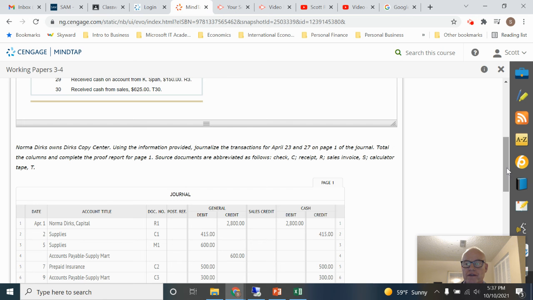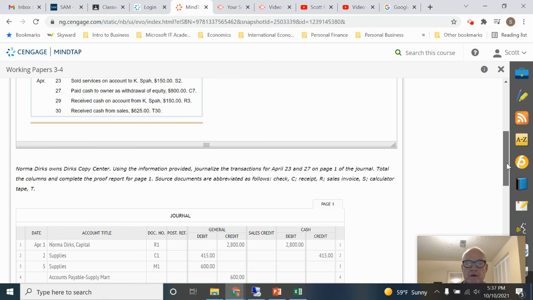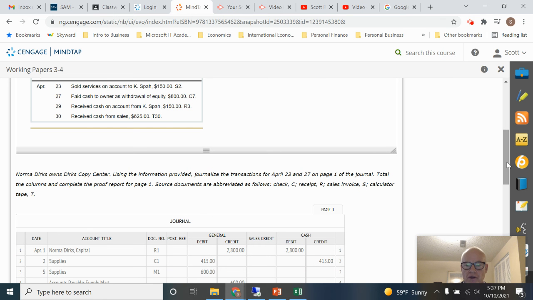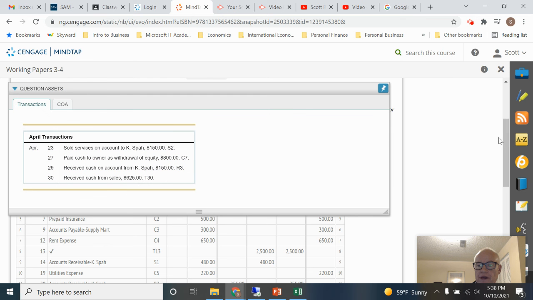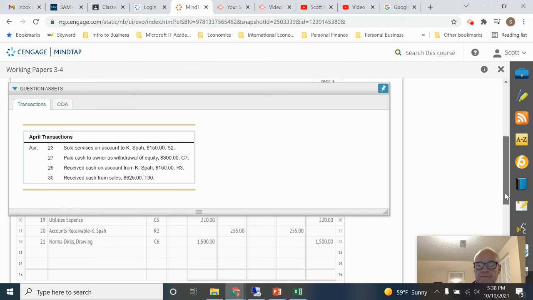Now we have 4 transactions that we're posting. It says journalize the transactions for April 23 and 27 on page 1 of the journal. Total the columns and complete the proof report for page 1. Okay, so we're journalizing 2 transactions for the 23rd and the 27th. I'm going to pin this up here for now. I'm just following the instructions here.